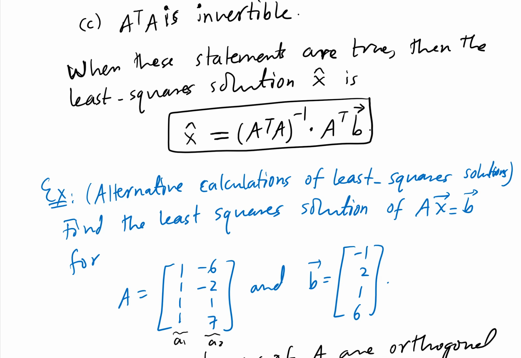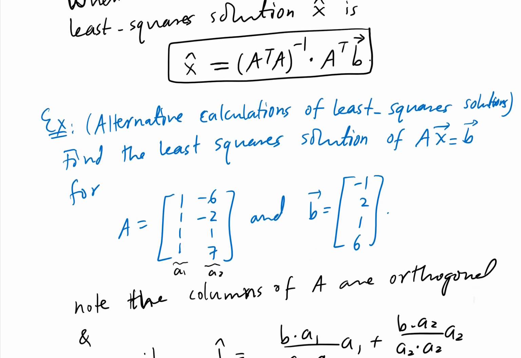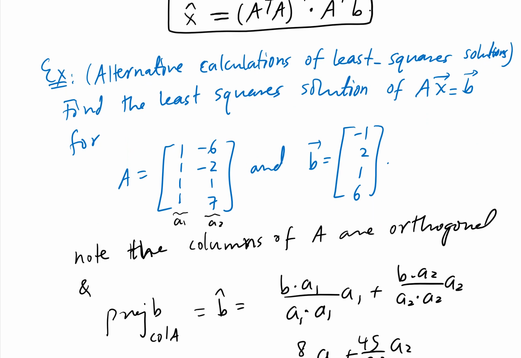One thing to note about these columns is that they are orthogonal. If you multiply 1 times -6 plus 1 times -2 plus 1 times 1 plus 1 times 7 and add them up, that gives you 0. So the columns of A are orthogonal. In this case, we use what we learned in the previous sections, that B hat, which is the projection of B on the column space of A, can be calculated by taking B dot A1 over A1 dot A1 times A1 plus B dot A2 over A2 dot A2 times A2, because there are only two columns, so we have two sets.